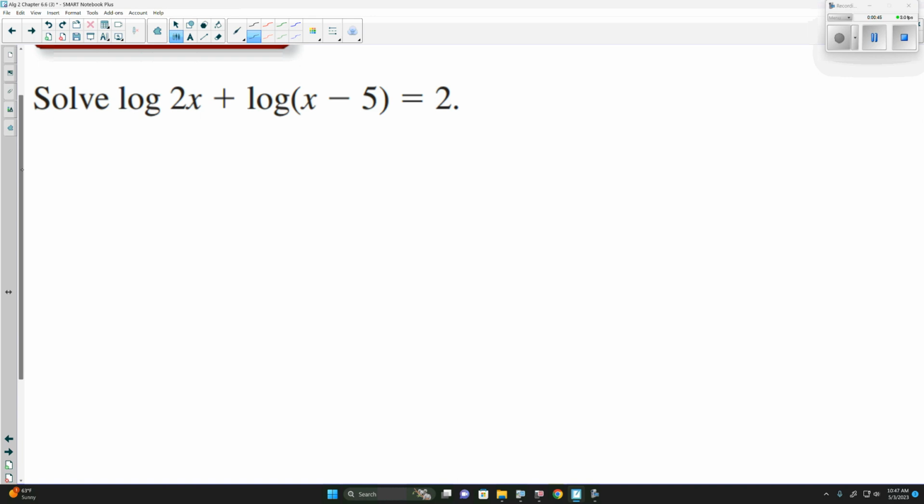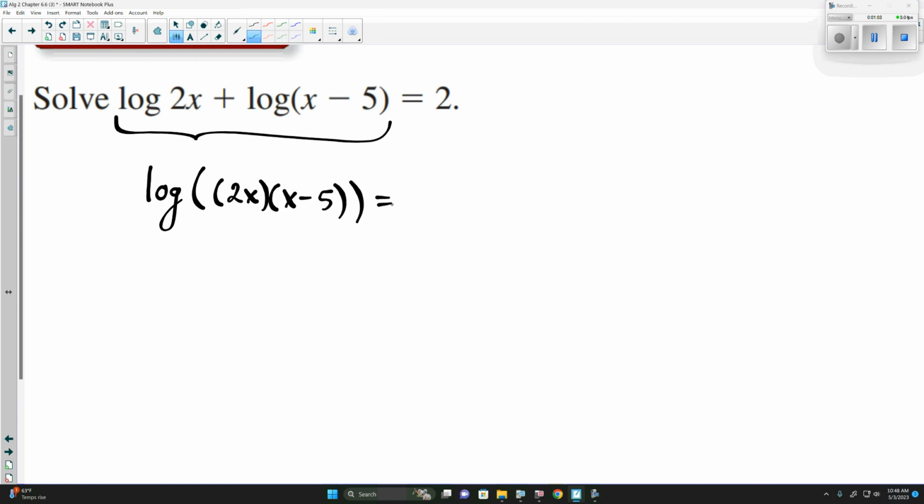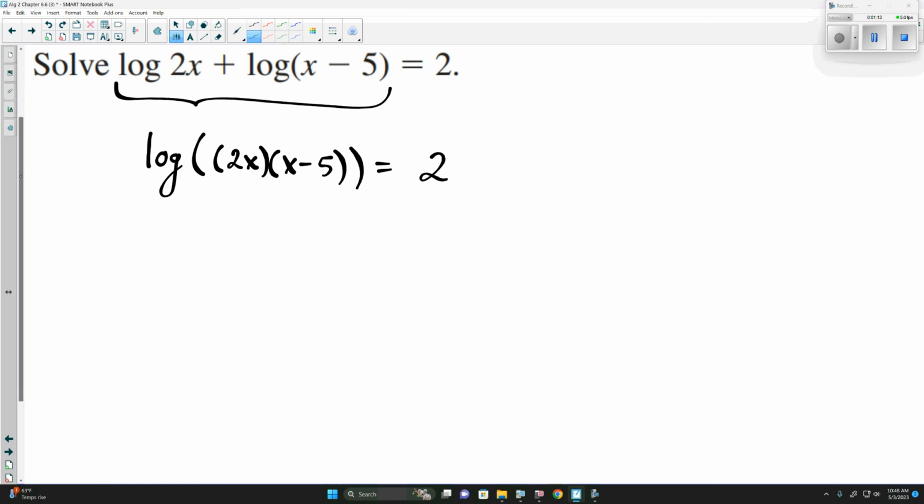Now, one of our properties with logarithms stated that if we have two or more logarithms added together, we can rewrite it as a single logarithm with what's inside being multiplied. So whenever we have two logs with the same base being added together, we can rewrite it as a single logarithm with what's inside the two logs being multiplied together.